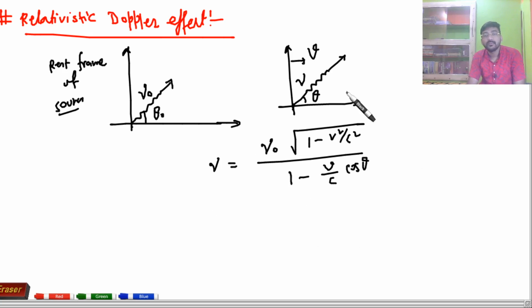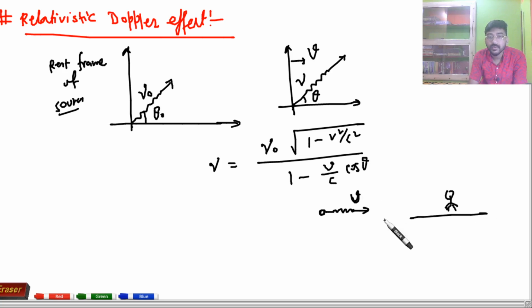So this is the frequency when the frame is moving with velocity v, and nu naught is the frequency of the source of light in the rest frame. So the relation between nu and nu naught is like this. But you can see that if the observer is like this, the situation is like this. Here, the light is moving in this direction, and here is the observer like this. This is the observer.